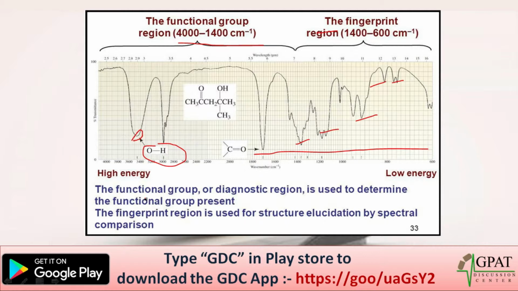I hope the doubt is clear about the fingerprint region. The functional group or diagnostic region is used to determine the functional groups present, and the fingerprint region is used for structure elucidation by spectral comparison. So it's all about this question. The correct answer is the fingerprint region, that is 1400 to 600 cm⁻¹.